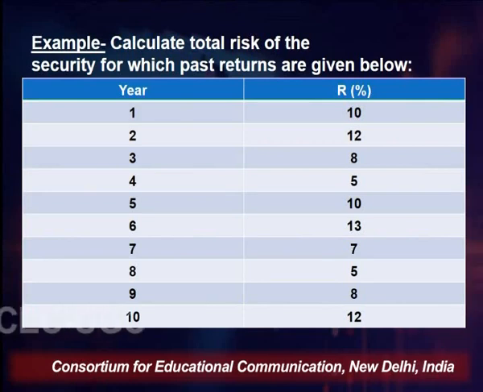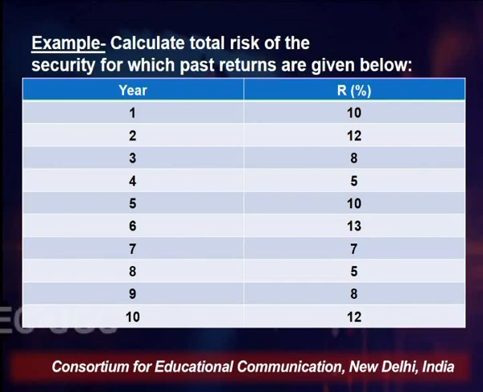Here in this example, instead of one particular year, I have taken 10 different years, right? An asset has given us different percentages of return in these 10 years. In the first year 10%, second year 12%, in the third year 8%, in the fourth year 5%, in the fifth year 10% again, sixth year 13%, seventh year 7%, eighth year 5%, ninth year 8%, and 10th year 12%. This is the return in terms of percent.